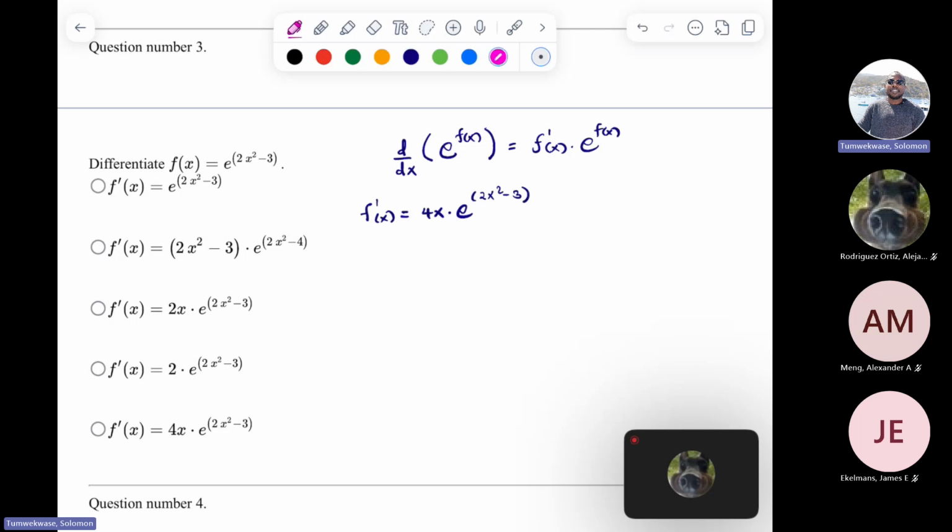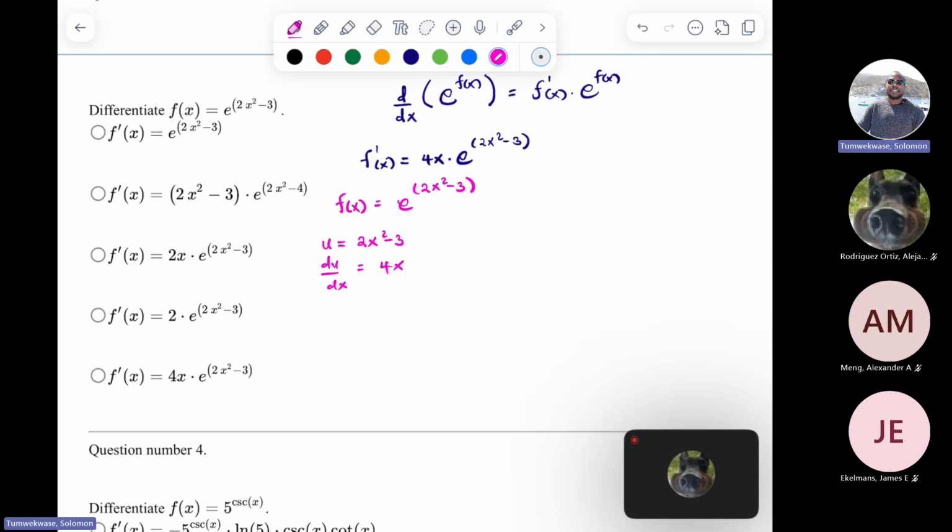As easy as that. If you really want to do it from first principles to show how it comes, then by chain rule or by u substitution, maybe u is 2x squared minus 3. So du dx is the same as 4x.